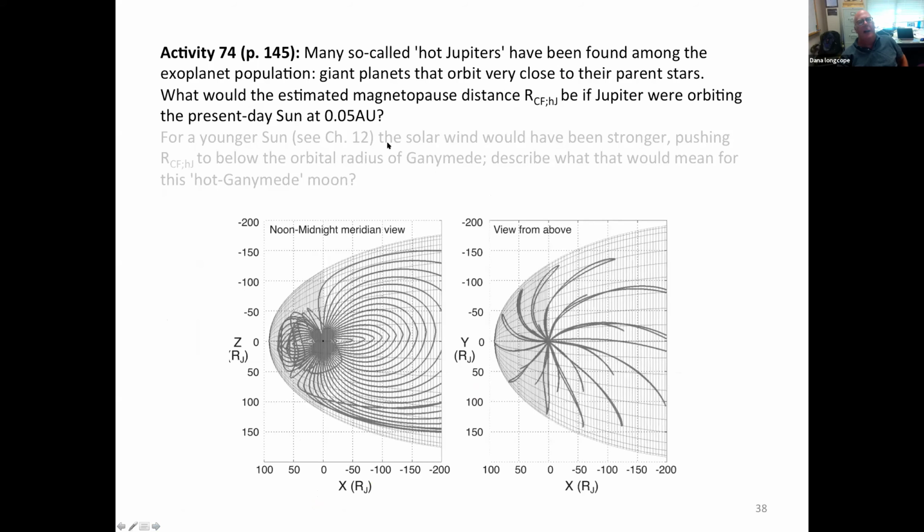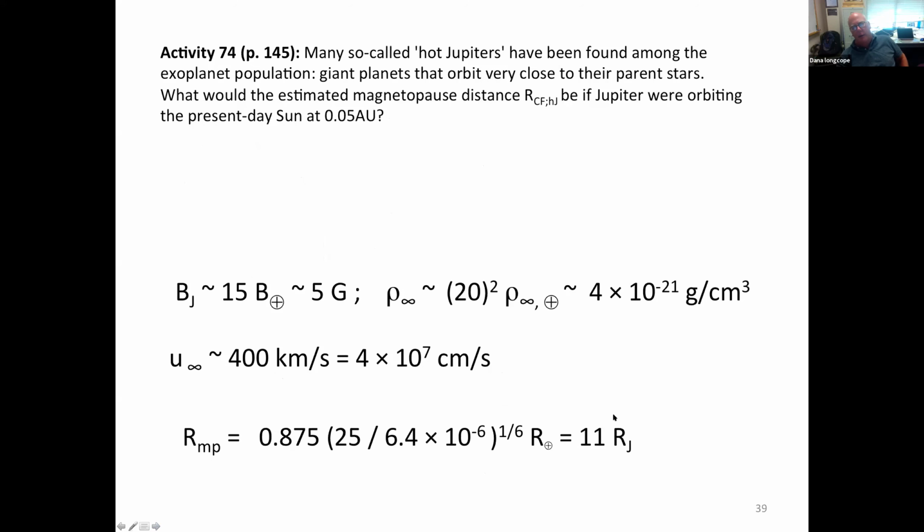And the last little exercise was what would happen if you took the current day Jupiter and moved it to 0.05 AU. That just happens to be the perihelion of Parker Solar Probe, I don't think it was planned. But if we had a Jupiter-sized planet orbiting at that distance, where would its magnetopause be? I worked it out. I got 11 Jovian radii. So not that much. That's 5 times smaller than the current day. Did anyone get anything vastly different than that?